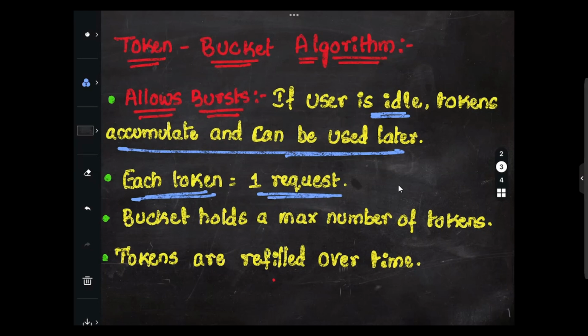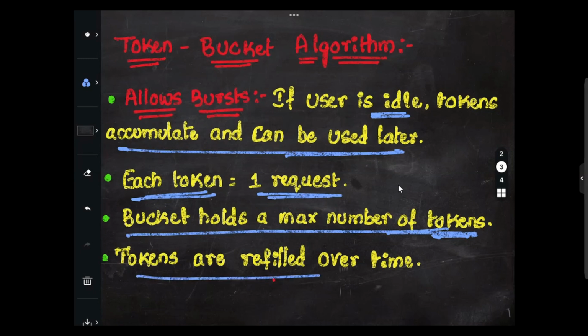Each token equals one request, and the bucket holds a maximum number of tokens. We know this one, right? The bucket is limited in the number of tokens it can hold, and that shouldn't go beyond the limit. We have already discussed this in the question. The bucket holds the maximum number of tokens, and tokens are refilled over time. So basically this is the token bucket algorithm.